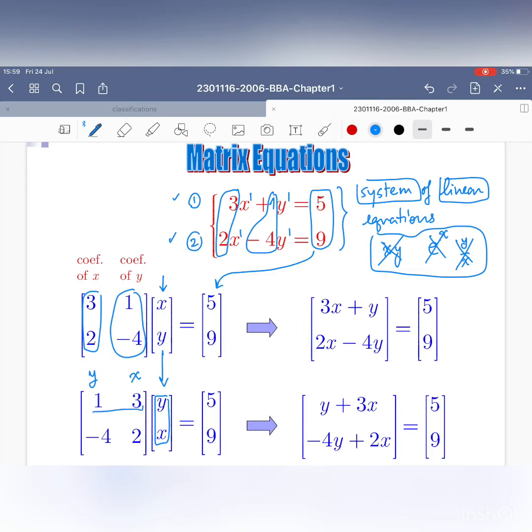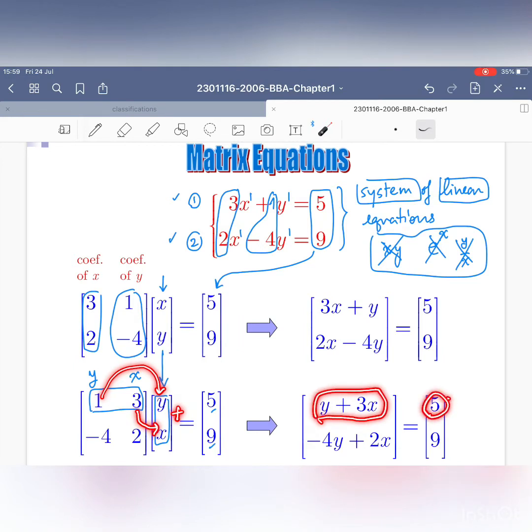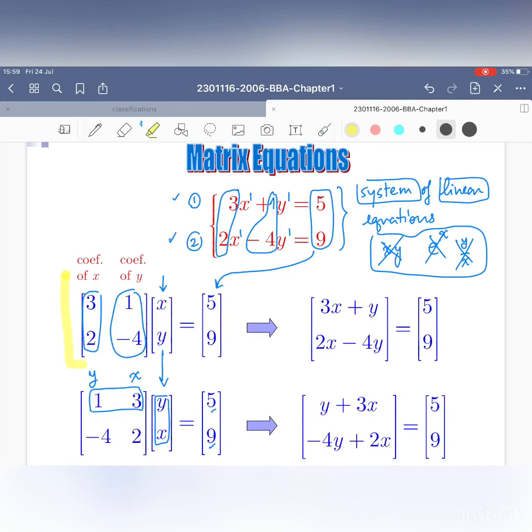But then your right hand side is still 5 and 9 as previously, because your y is multiplied by 1, your x is multiplied by 3, you add them up, so you got y and 3x equals to 5, which is the same as your first equation. However, usually we use this kind of form, where we go by x first and then followed by y, just like that.